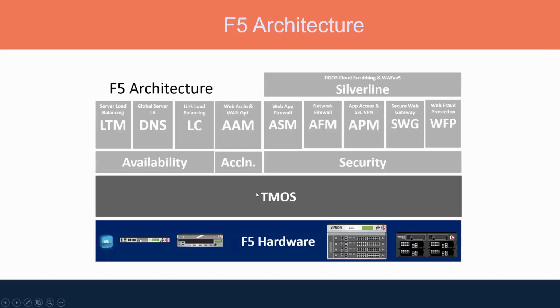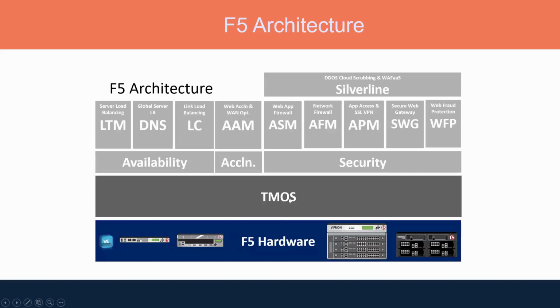Now I would talk about F5 architecture. So you know that F5 you can deploy on the hardware or you can deploy on the virtual edition. You could have two types of deployment platform. You can deploy on the hardware platform or you can deploy on the virtual edition, right? On the hypervisor you can deploy. On the top of that, there is the TMOS operating system, Traffic Manager Operating System. This is the operating system of your F5.